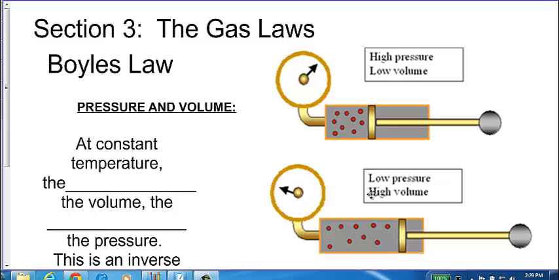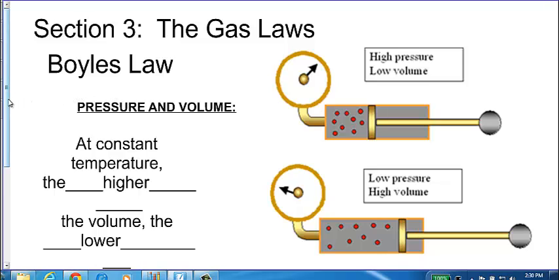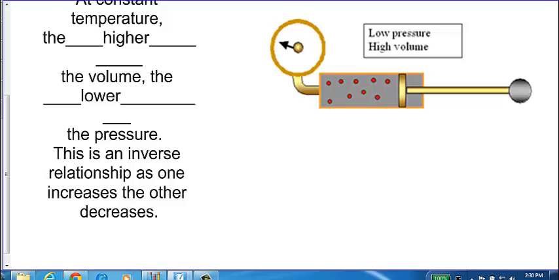So you notice that pressure and volume do opposite things. When the volume's high, the pressure's low. When the volume's low, the pressure's high. This is what we call an inverse relationship. So at constant temperature, the higher the volume, the lower the pressure. They do opposite things. This is known as Boyle's law, as Robert Boyle was the scientist that discovered this, though you don't need to know that name.